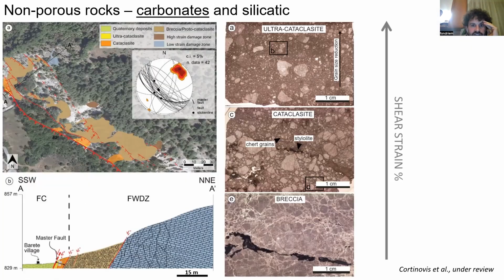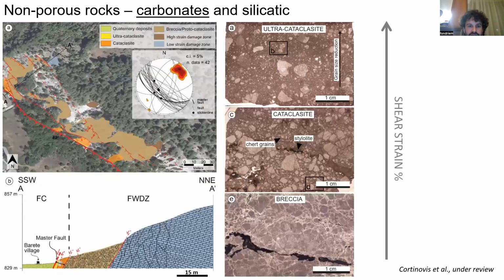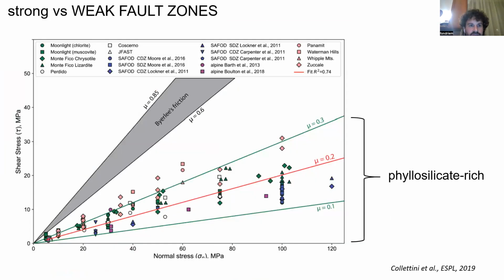The kind of rocks that I'm showing you now, not porous rocks like carbonates, but the same can be said for silicatic rocks like granitoids and so on, are, let's say, strong rocks. These are rocks that, according to the Byerlee studies, have a Byerlee static friction of 0.6, 0.7. Inside these fault rocks, typically, you produce this kind of fault structure, which is the fault structure of what is called a strong fault zone.